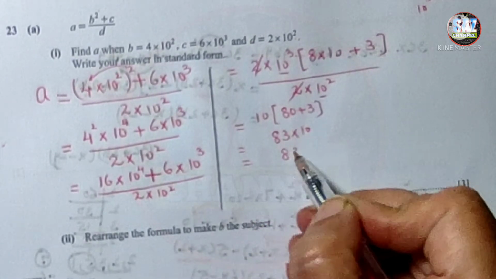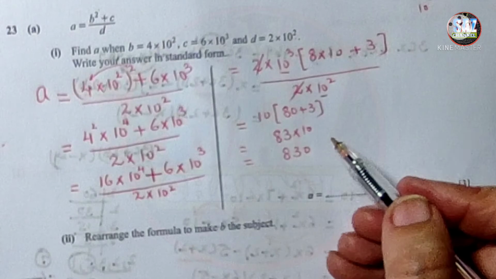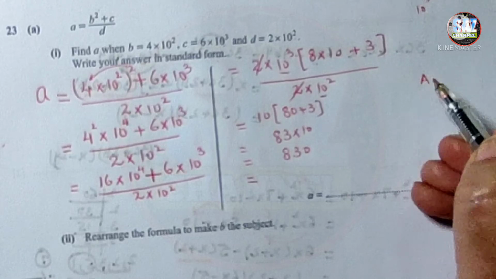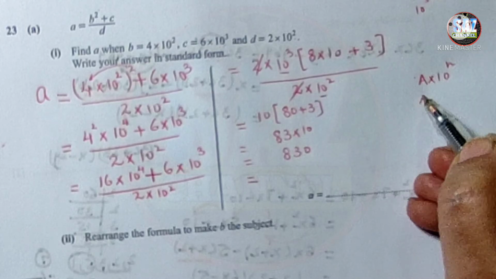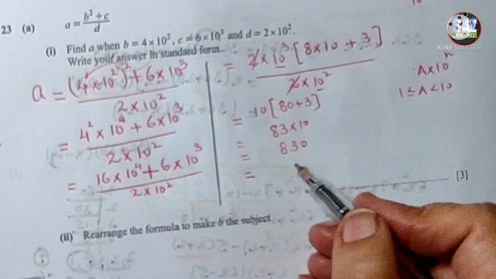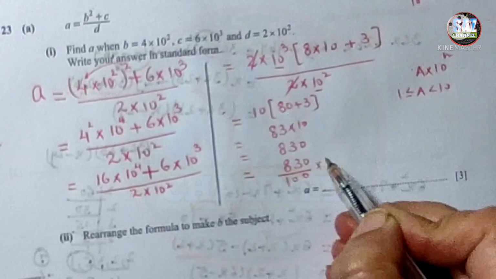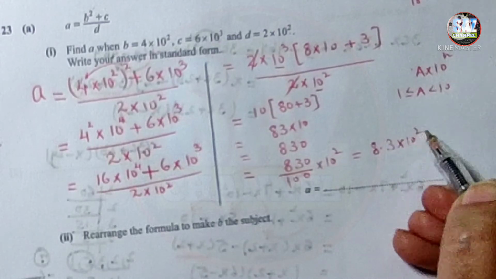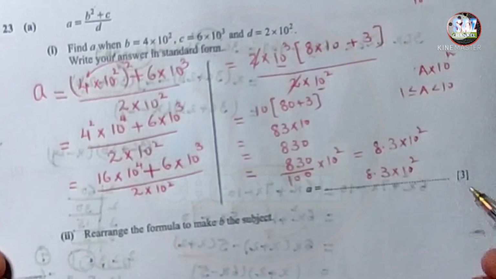This becomes 830, but I have to give my answer in standard form, and we know that an answer in standard form must be in the form A multiplied by 10 raised to the power of n, where A lies between 1 and 10 only. So what I have to do is multiply and divide this number by 100, 10 raised to the power of 2, and it becomes 8.3 multiplied by 10 raised to the power of 2. I hope you are clear about this question, and let's move to the second part.